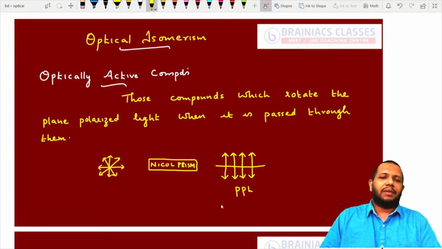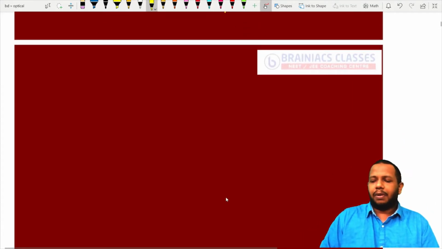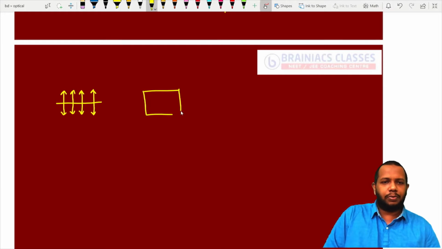Now we are going to make this plane polarized light pass through a particular solution. This solution is our optically active compound. So I can say this is a solution of an optically active compound, an optically active solution.